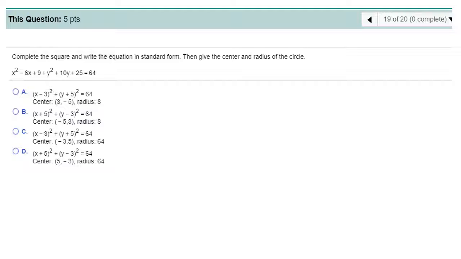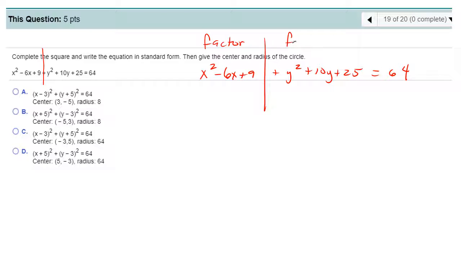Number 19 asks us to complete the square and then write this equation in standard form. To complete the square, we would need to draw a line down the middle of this long polynomial on the left-hand side. So think of that as x squared minus 6x plus 9, a bit separate from the y squared plus 10y plus 25, and then that equals the 64.